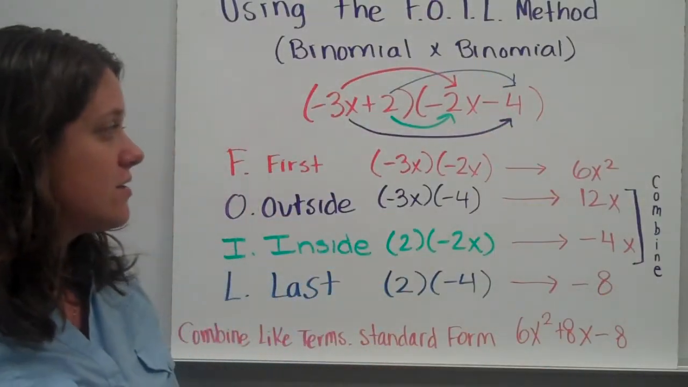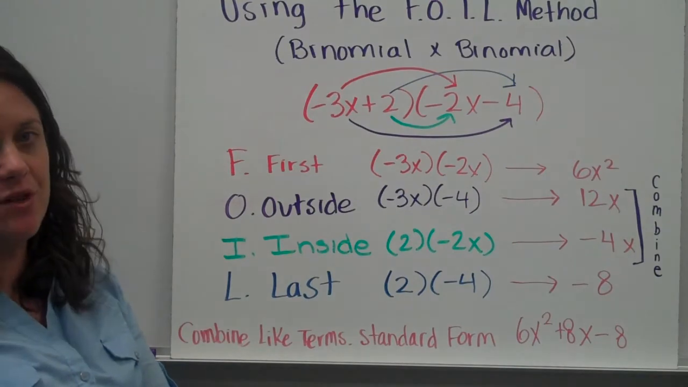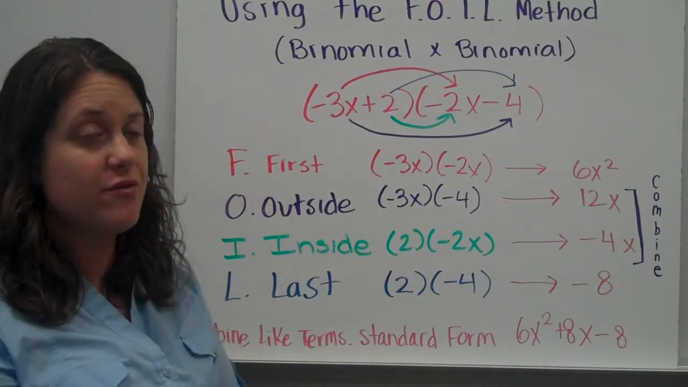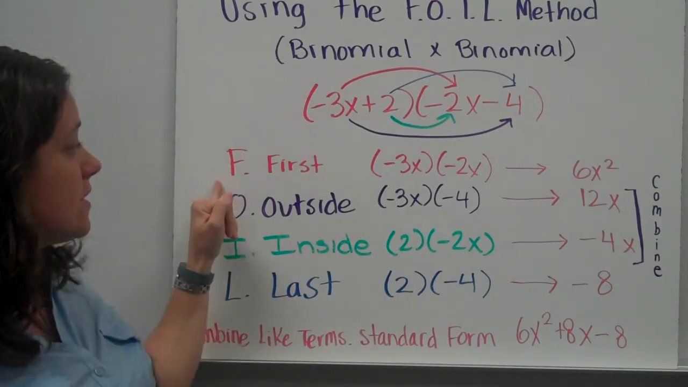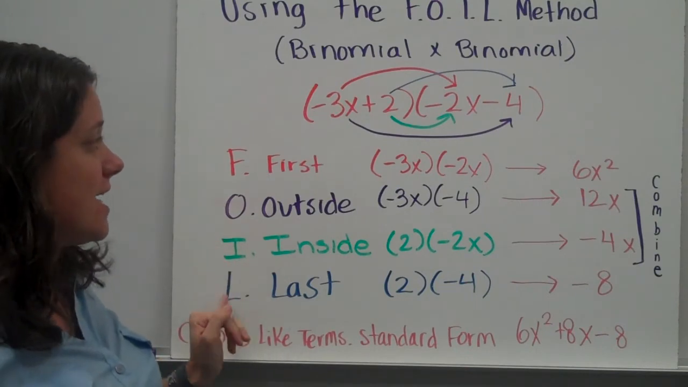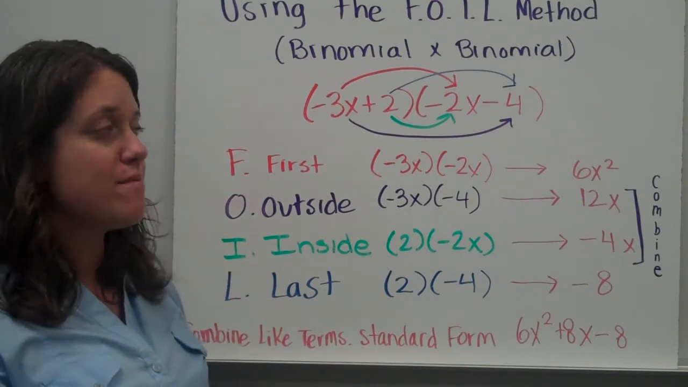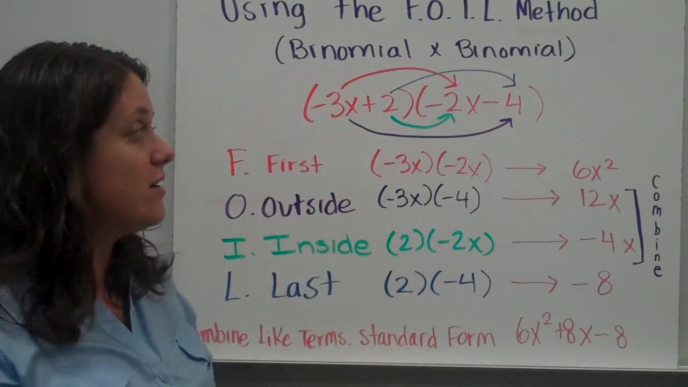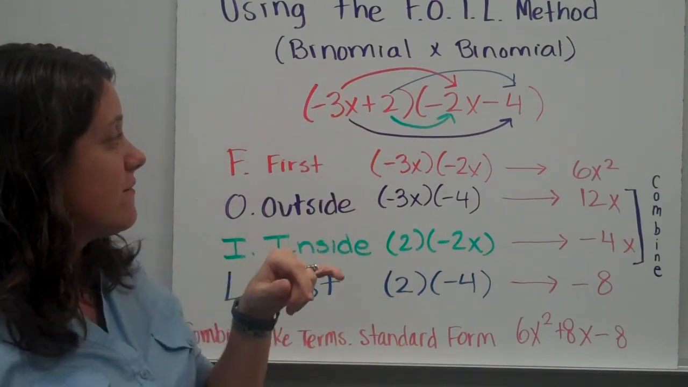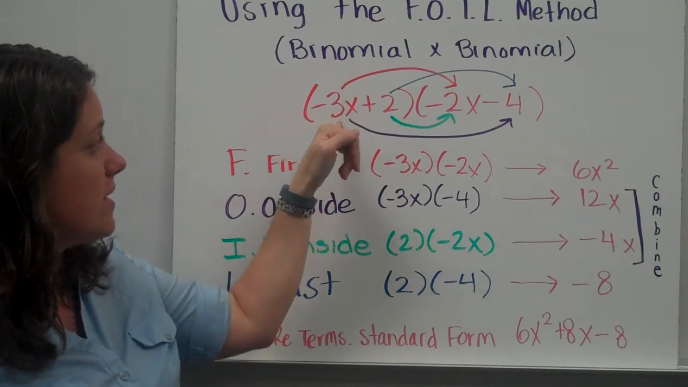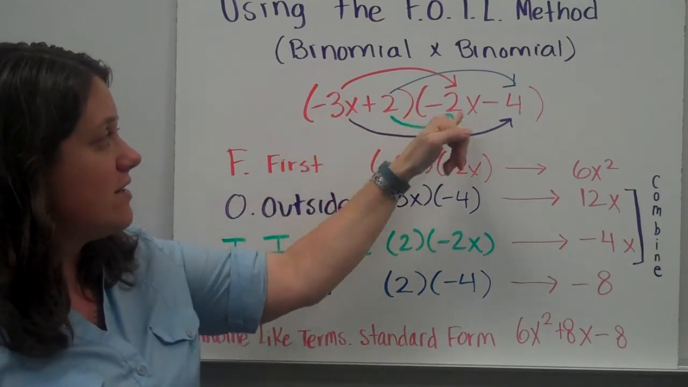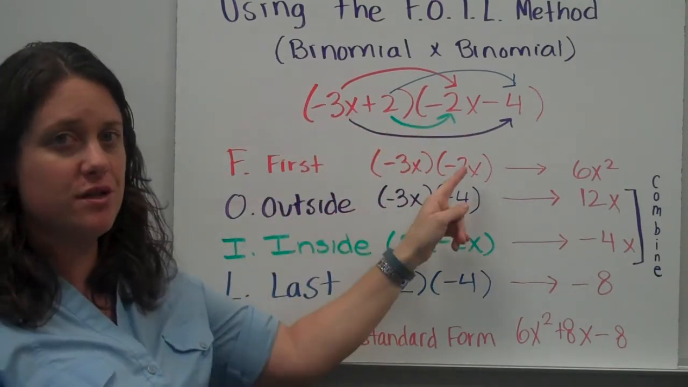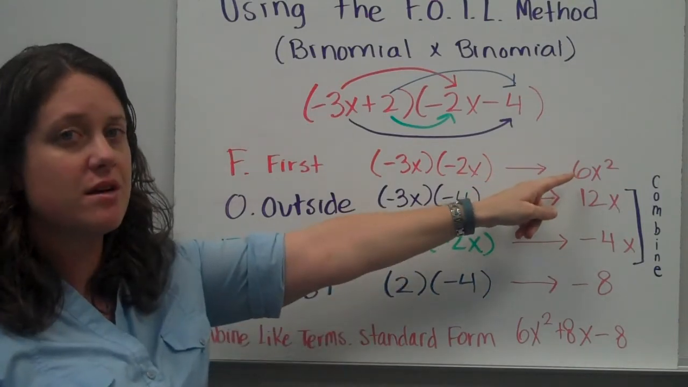The other method is foiling. So this might look kind of confusing, but maybe you've heard the word FOIL before, I'm not sure. So FOIL stands for first, outside, inside, last. So this is just another method. So you have these two binomials, and I color-coded this to try to help you out. So first you're going to multiply the first two terms. So the first two terms would be negative 3x and negative 2x. So I multiplied the first two terms, and I got 6x squared.